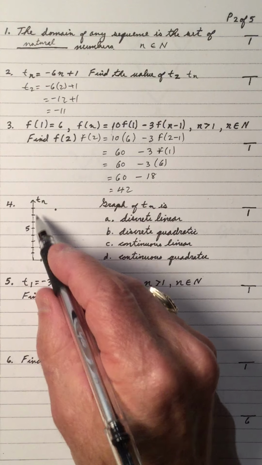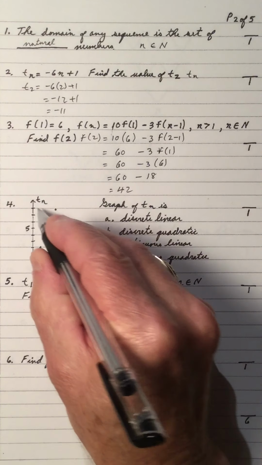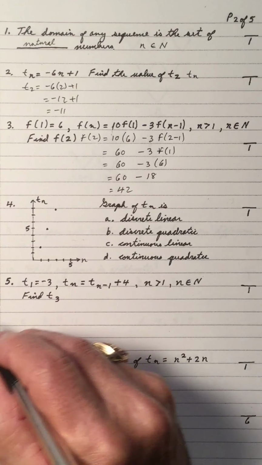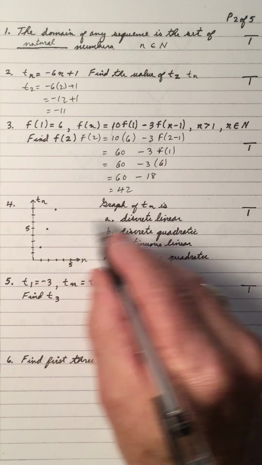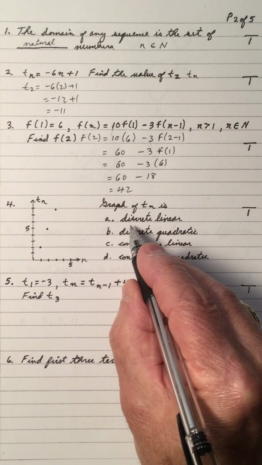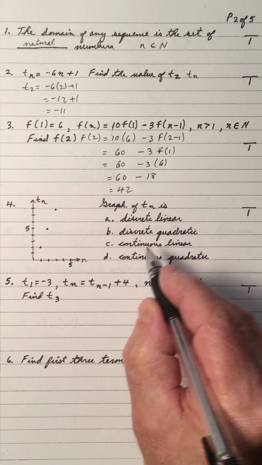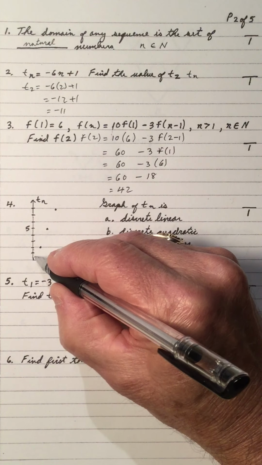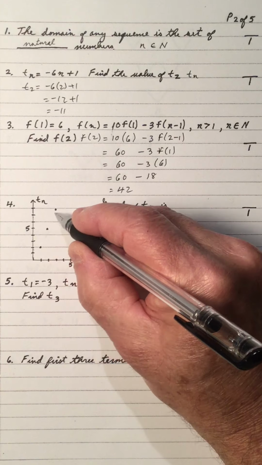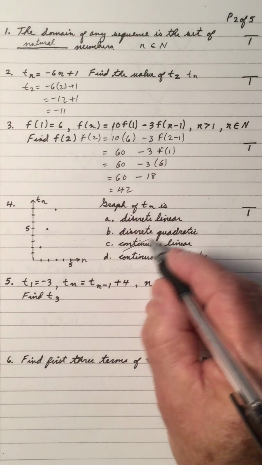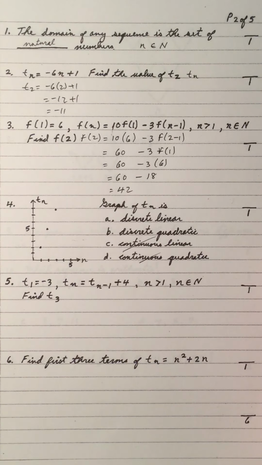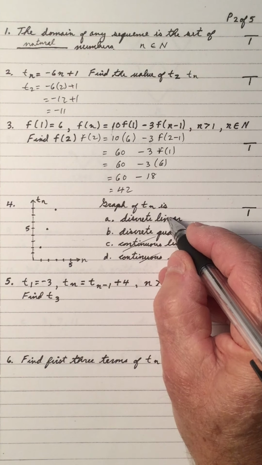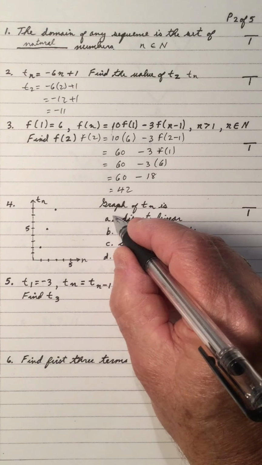Number 4, this is a graph. This is n, and this is the t of n. These are the ordered pairs. Notice they're dots, and this is the graph of what we call Tn. So is the graph discrete, linear, discrete, quadratic, continuous, linear, continuous, quadratic. Continuous means I would have a connection between all of these points, a solid line, so it's not continuous, linear, or continuous, quadratic. So it's discrete, linear, or quadratic. Linear is a line, so A is the answer.